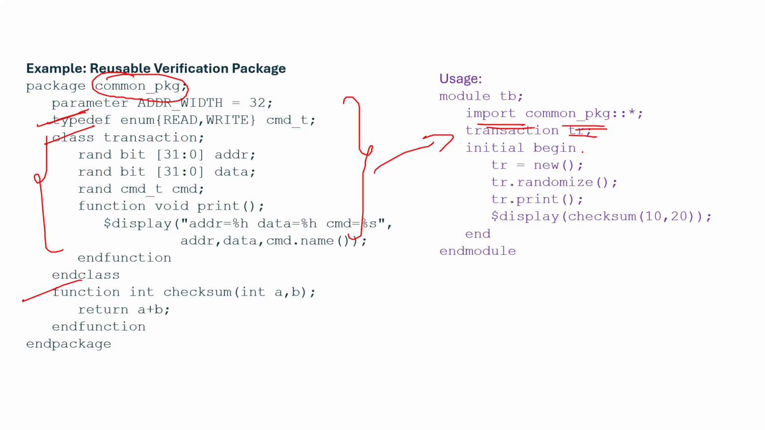Then you are randomizing the transaction, printing that transaction, and then $display checksum. That checksum is related to your function, and the function will be returning that addition value. And you are getting the parameters like address width and data width. That is also coming. All the things are coming in your TB.